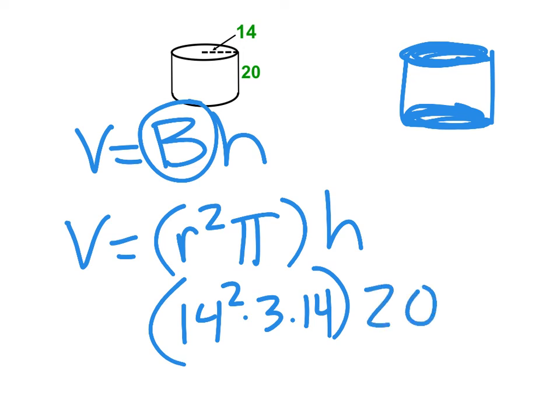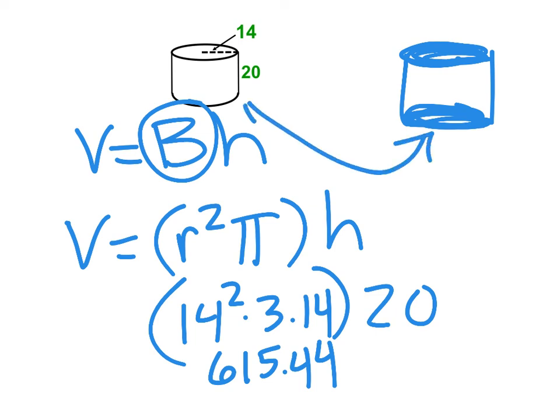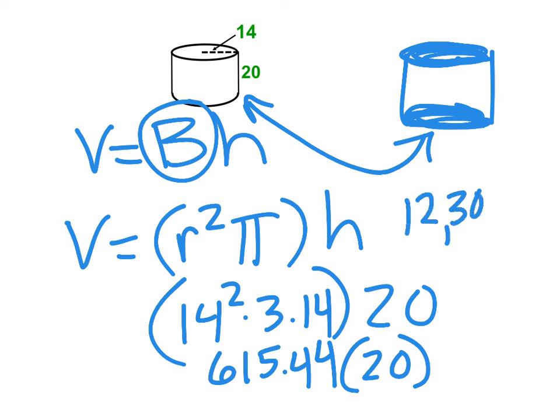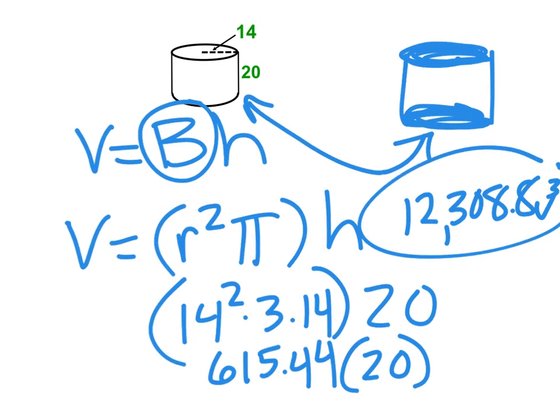So all we have to do is type in 14 squared times pi times 20. When I do this first part, 14 squared times pi gets 615.44. That is the area of the base, right? Now I just take it times 20 because I'd be able to put 20 stacks of that many in there. And you get an answer of 12,308.8 units cubed for the volume.